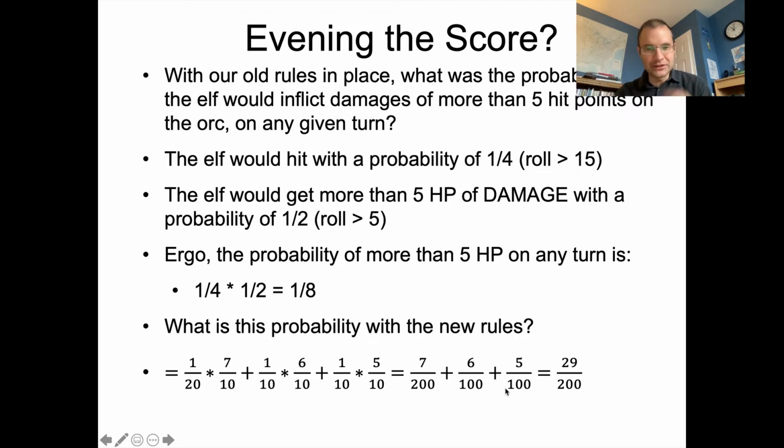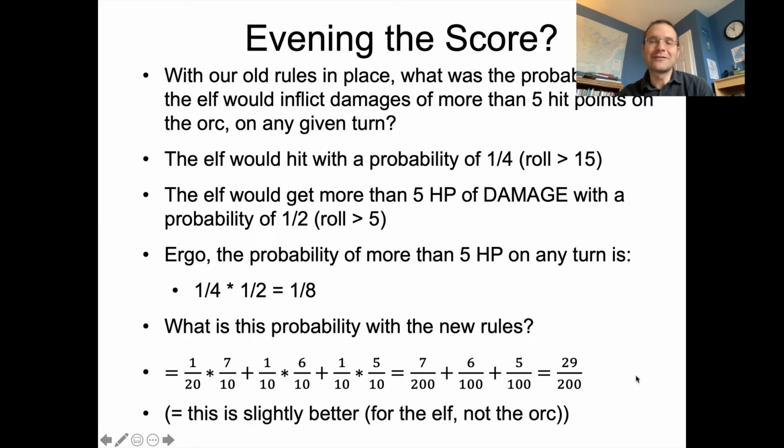Those are mutually exclusive events, so we add their probabilities together and we get a total of 29 over 200. Yeah, so before we were at a probability of 1 out of 8, which converts to 25 out of 200. Now we're doing a little bit better as the elf, and we have a probability of 29 out of 200 that we'd inflict more than 5 hit points of damage on the orc.